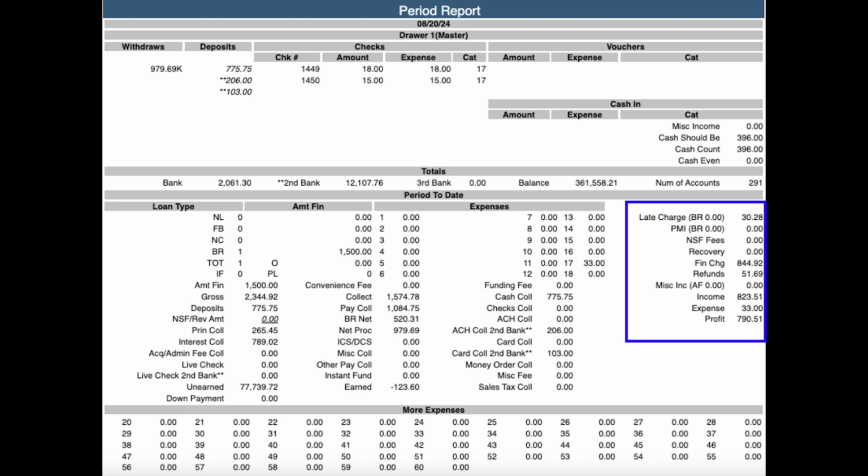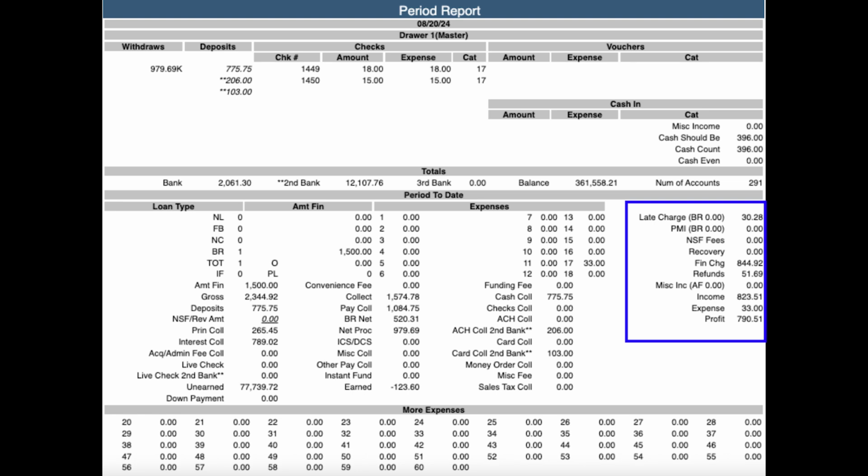Recovery: payments collected on charge-off accounts for that accounting period. Finance charge: finance charges on the loan, the difference between the amount financed and gross, interest plus acquisition and other fees associated with making the loan. Refunds: any refund of interest not earned because of early payoff or renewal, refinance, for that accounting period.